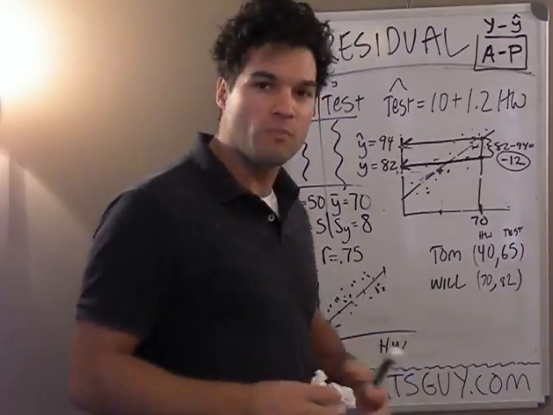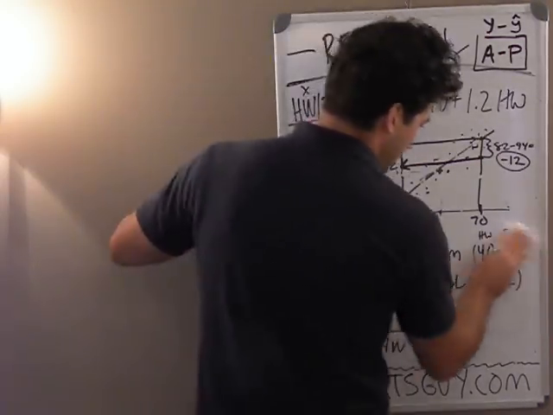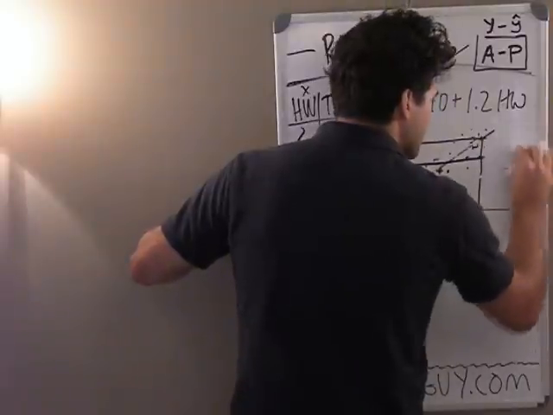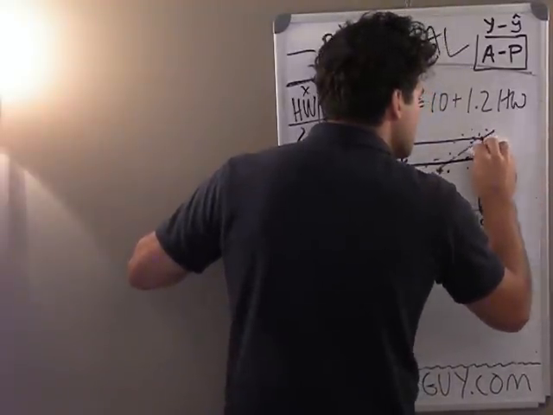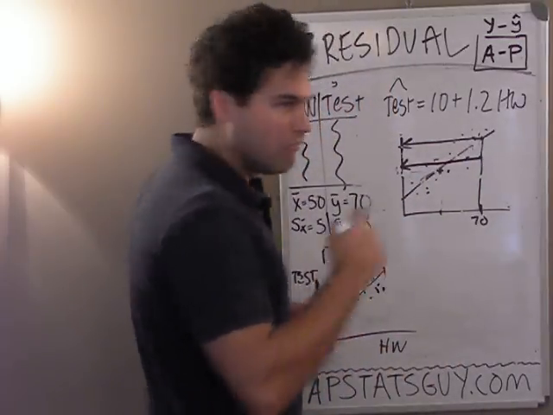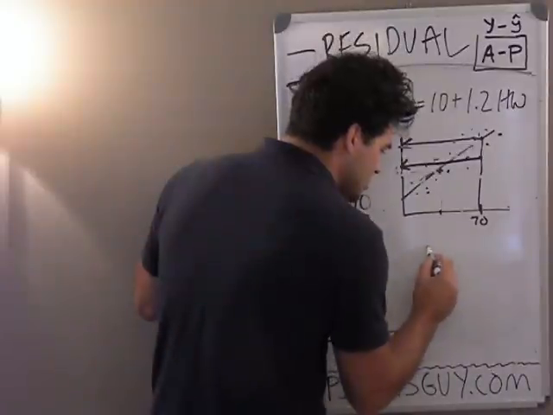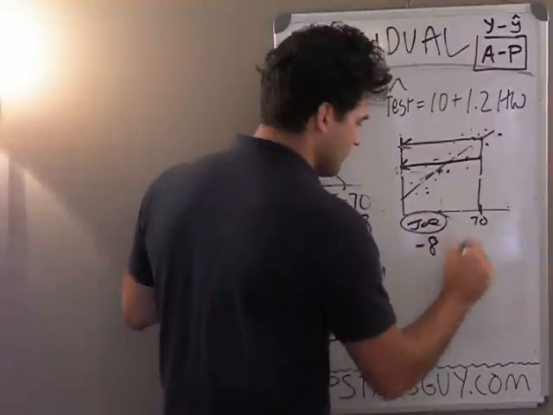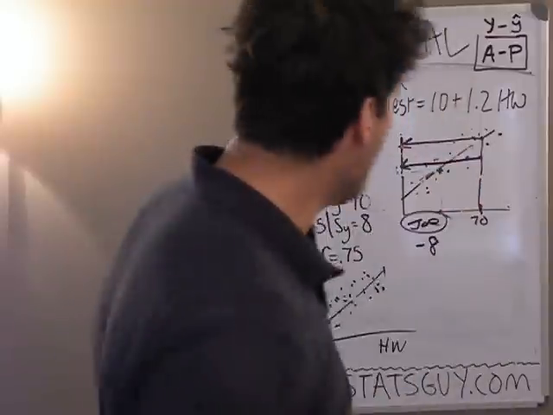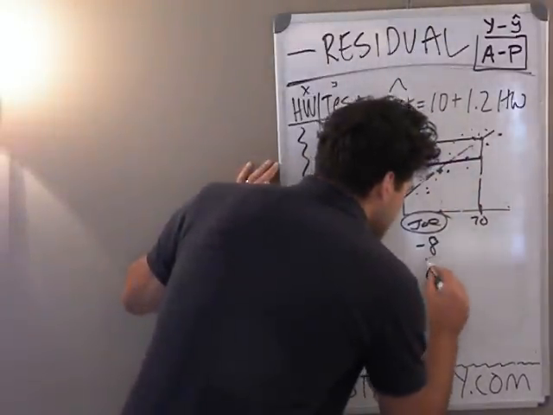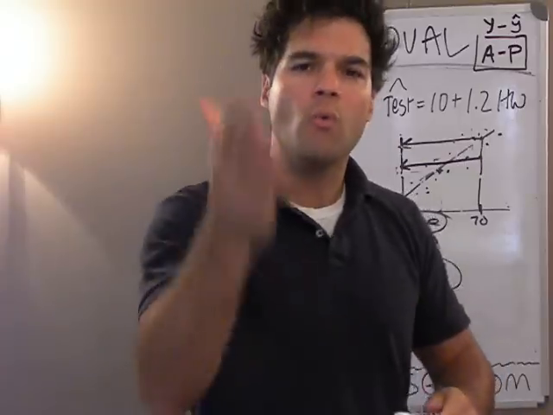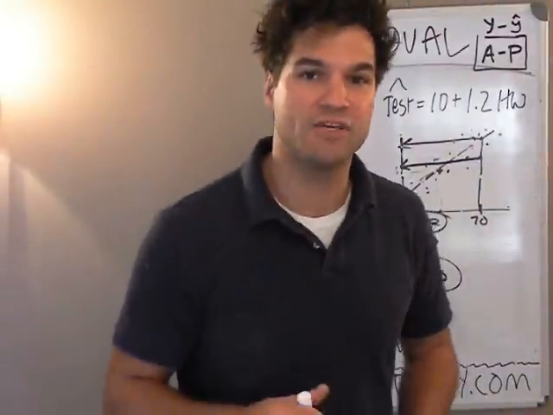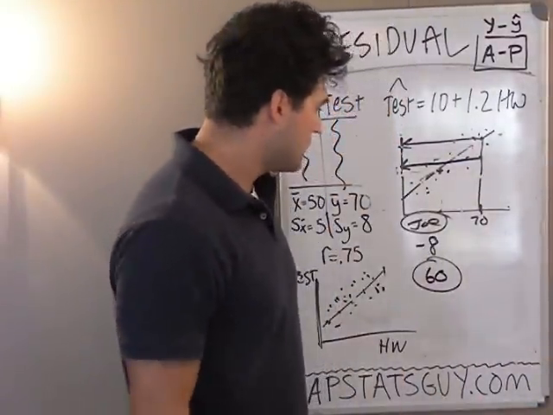Now, the other problem you might see on your test is, another kid came in. Let's say his name is Joe. Joe came in, he had a residual of negative 8. This is Joe's residual. His homework average was a 60. That's his homework average. What was his test average if his residual is negative 8?